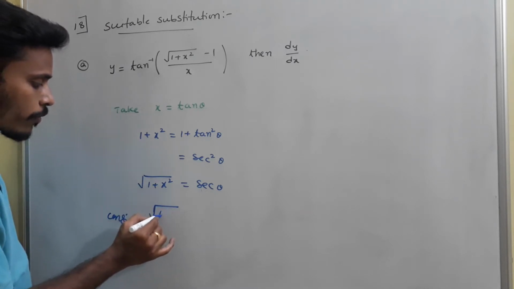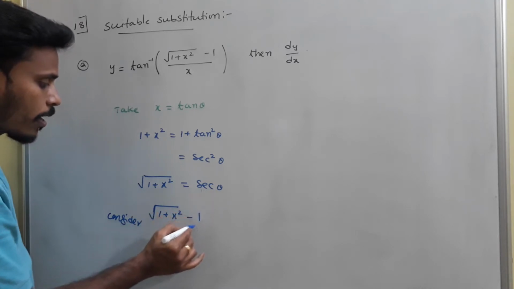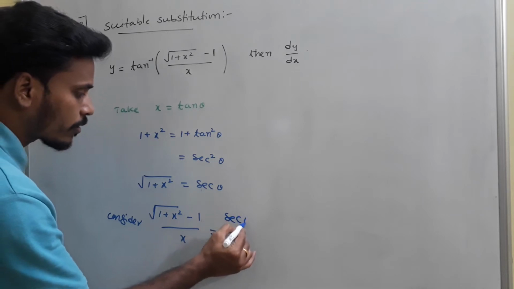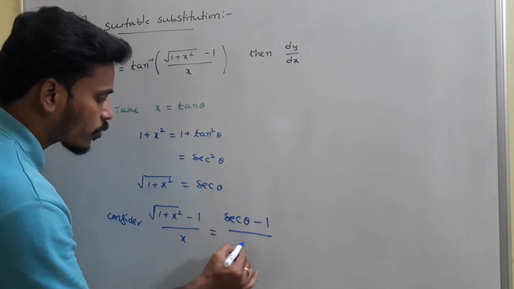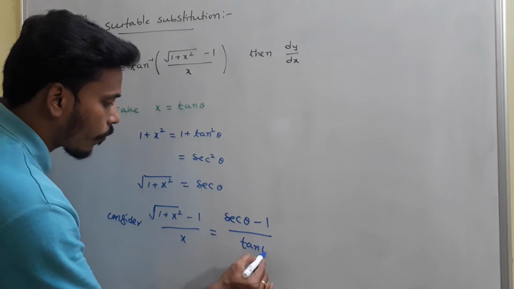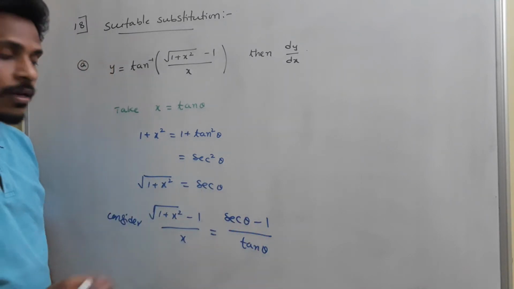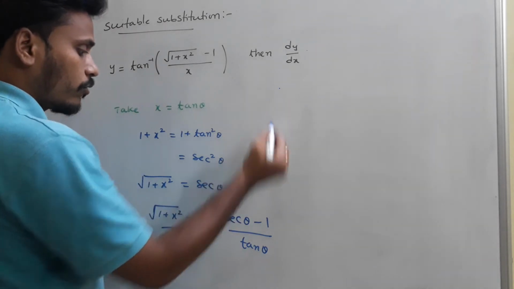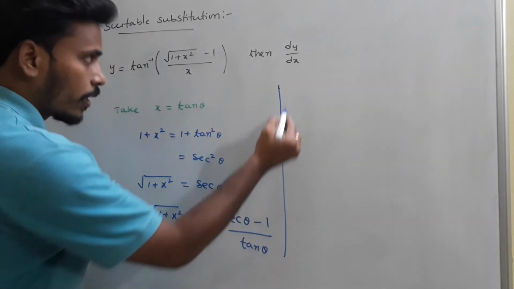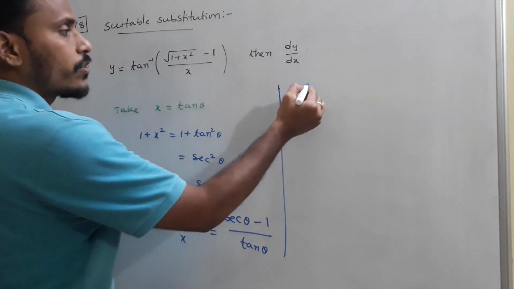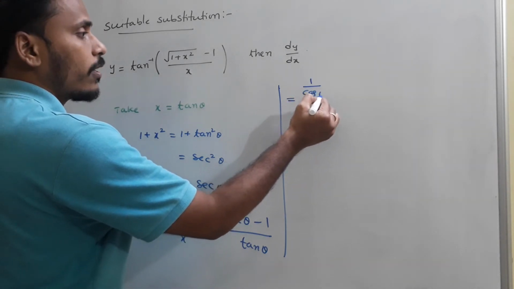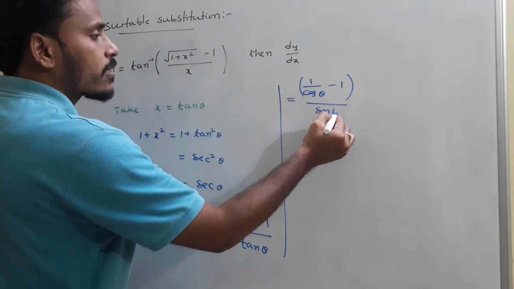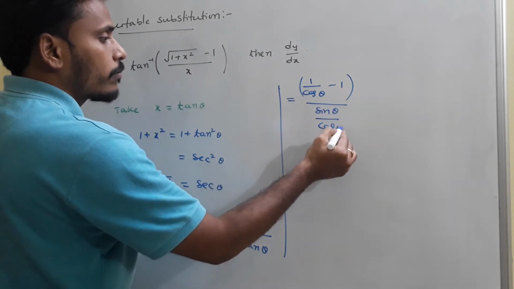root of 1 plus x square minus 1 by x. That is equal to secant theta minus 1 by x, which is tan theta. We need to simplify this and then replace it there. That's our part. Just have a look. And now this is equal to, write secant theta as 1 by cos theta minus 1 divided by tan theta as sin theta by cos theta.